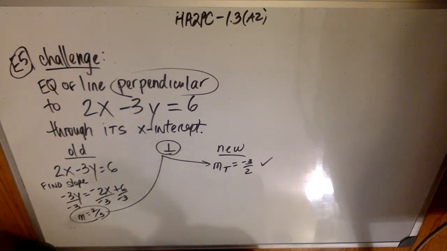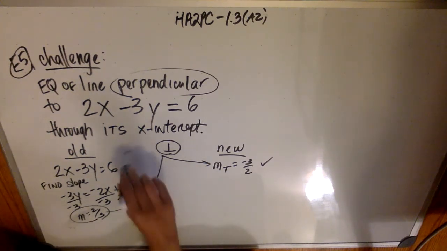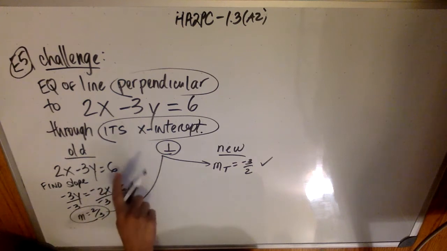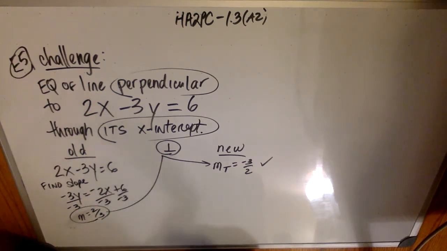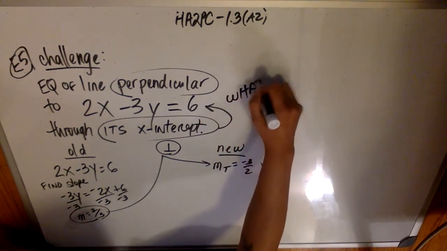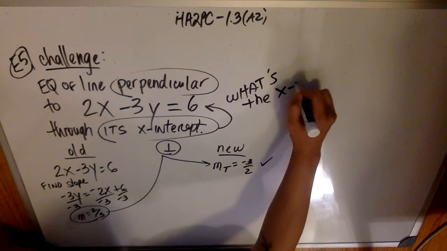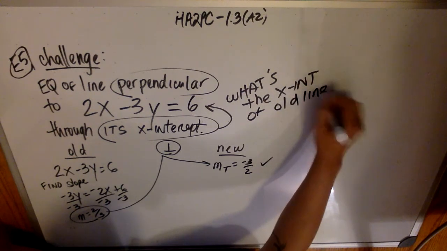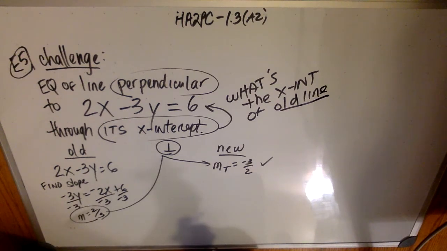But what makes this problem harder than the other ones that we've done is that I say at its x-intercept, right? So that means that this line actually gives me other information it didn't give me in other problems. In other problems, I was talking about some random extra point. So now I need to figure out what's the x-intercept of the old line? Because what they're saying is these graphs have the same x-intercept, okay?